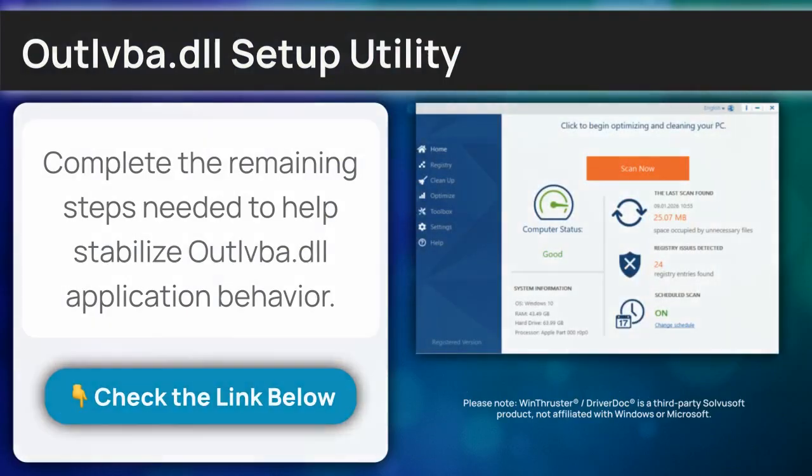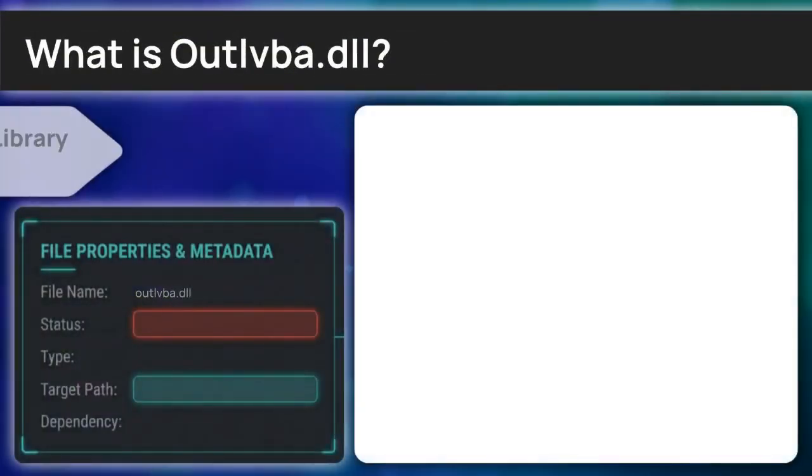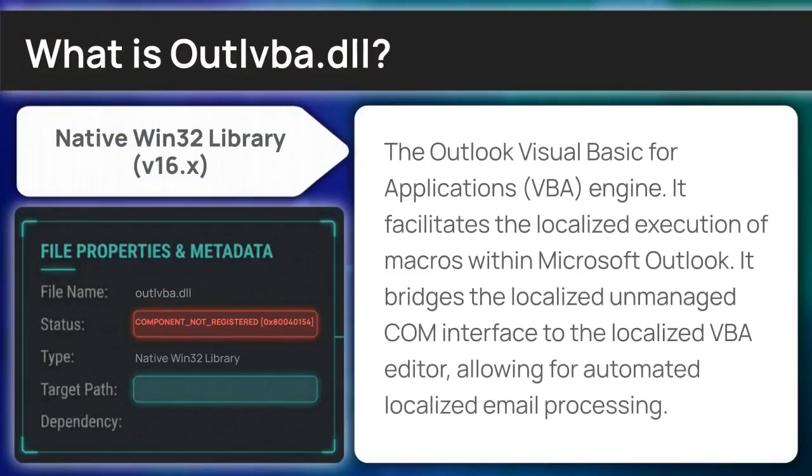This is the Outlook VBA Library, the Outlook Visual Basic for Applications VBA engine. It facilitates the localized execution of macros within Microsoft Outlook. It bridges the localized unmanaged COM interface to the localized VBA editor, allowing for automated localized email processing.